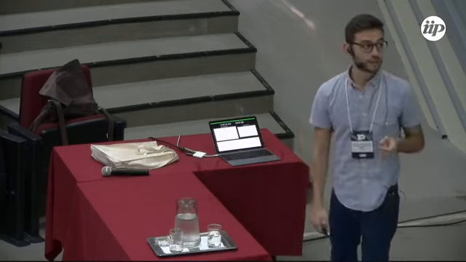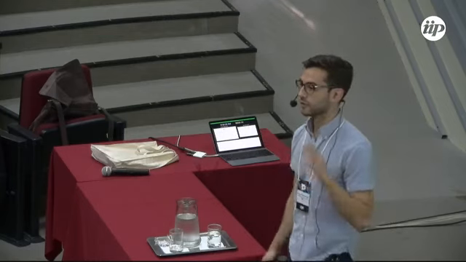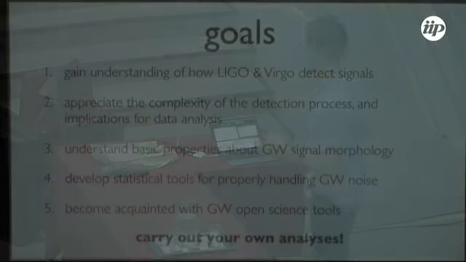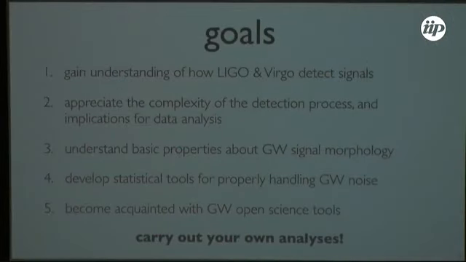So for this mini course, the goals I set up for you are to gain an understanding of how LIGO and Virgo are able to detect signals and appreciate the complexity of the instruments and the detection process that enables having signals in the first place, and how that impacts and should impact your understanding of the data and how you manipulate it.